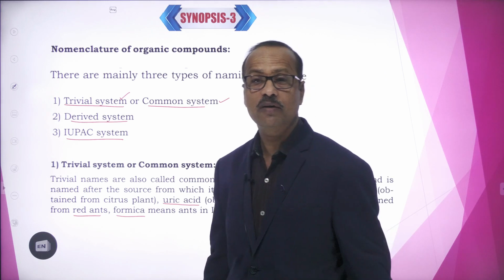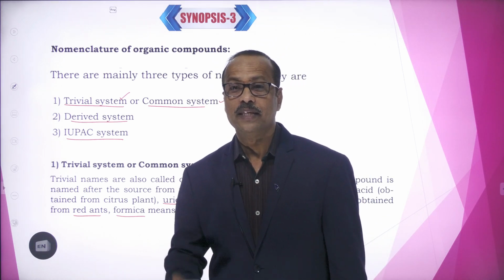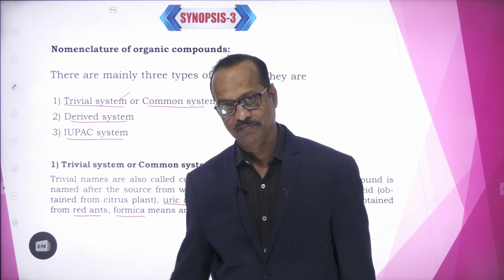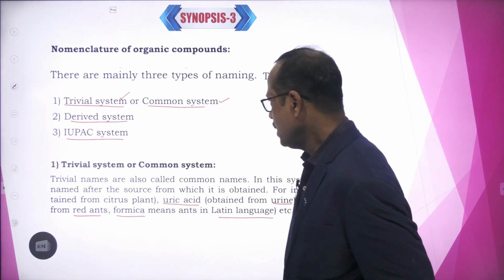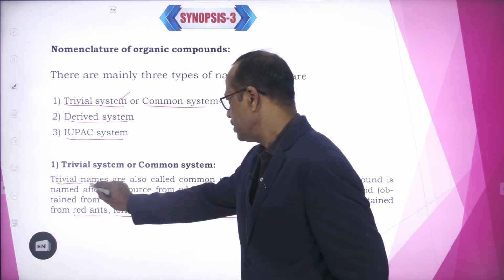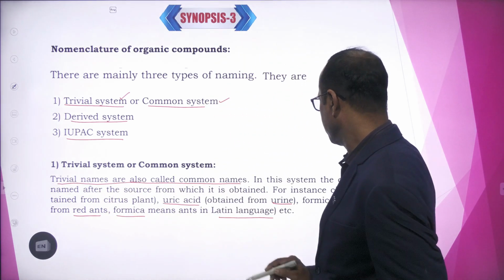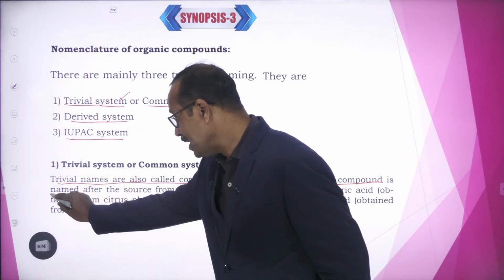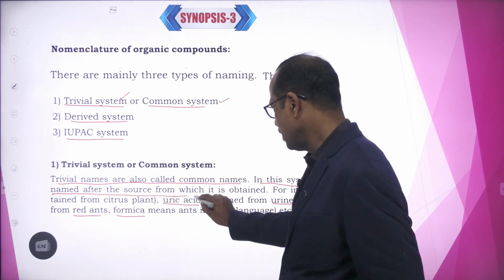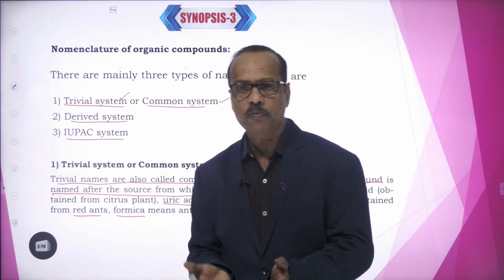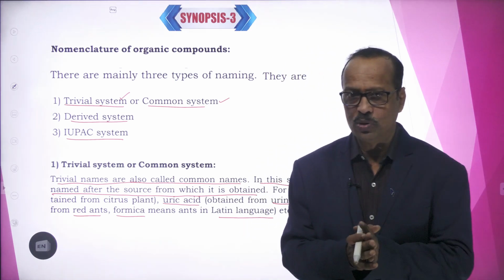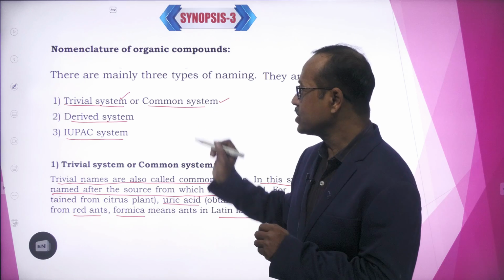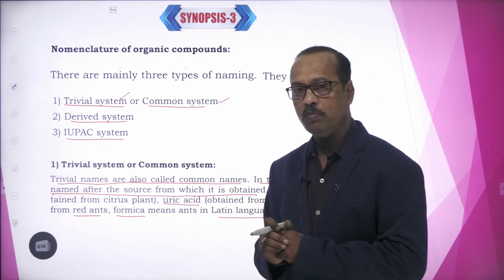So the common system or tribal system, how is the name given? The name of a compound is given based on the source from where it is obtained. See here, tribal names are also called common names. Why? In this system, the compound is named after the source from which it is obtained. So based on that source, the name is given. So this is called the tribal system or common system.